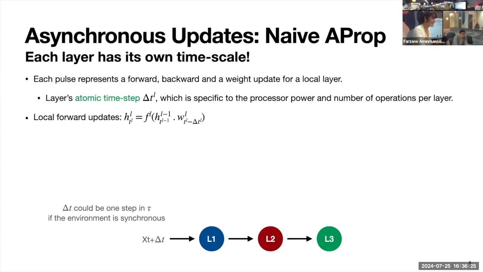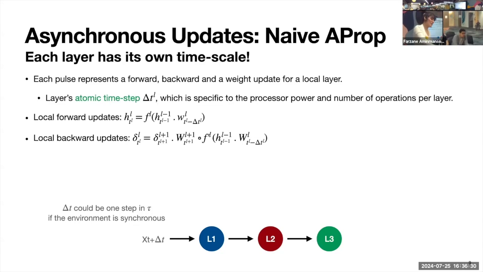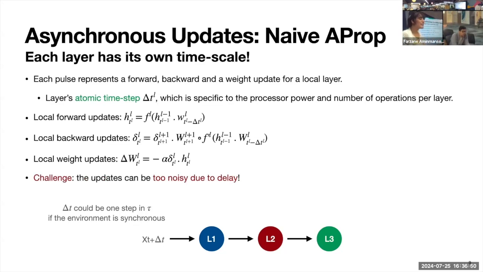Questions? Okay, good. And then the backward pass, similarly, I added all of these subscripts that you can see. We are now depending on the time scale of the next layer for delta. And then the update will happen in the time scale of the current layer T_L, right? Now that we have it, does this really make sense? Well, I call this naive approach naive AProp.